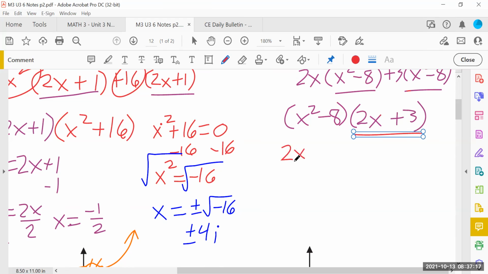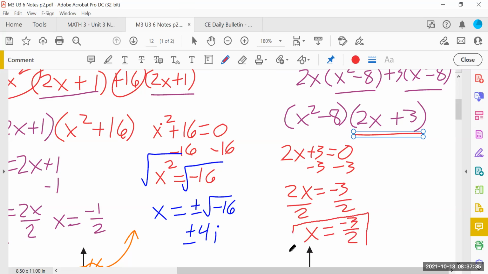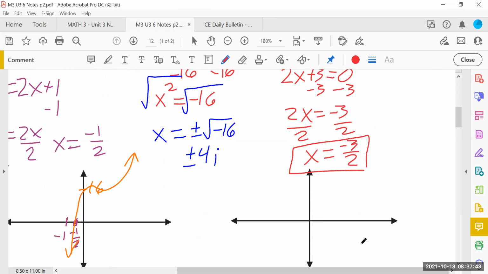2x plus 3 equals 0. Subtract 3 from both sides, minus 3, minus 3. 2x equals -3. Divide by 2. X equals -3 over 2. There is a value that I can put on here. We can even just mark it and say, okay, this is going to be -3 over 2 right there. That's going to be one of my x-intercepts.